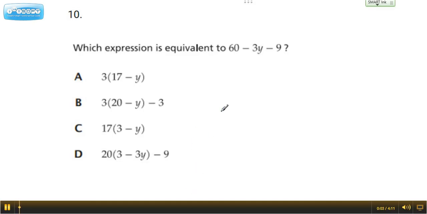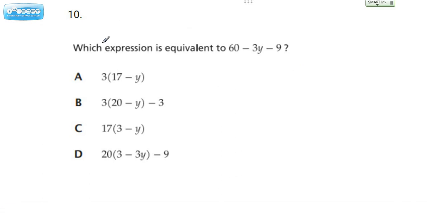Everybody, we're looking at a question that a lot of sixth graders get wrong, so I thought I'd make a video to help you on it. Which expression is equivalent to 60 minus 3y minus 9? My recommendation would be to put all of the answer choices in simplest form, distribute and combine like terms. So let's do that with the original expression.